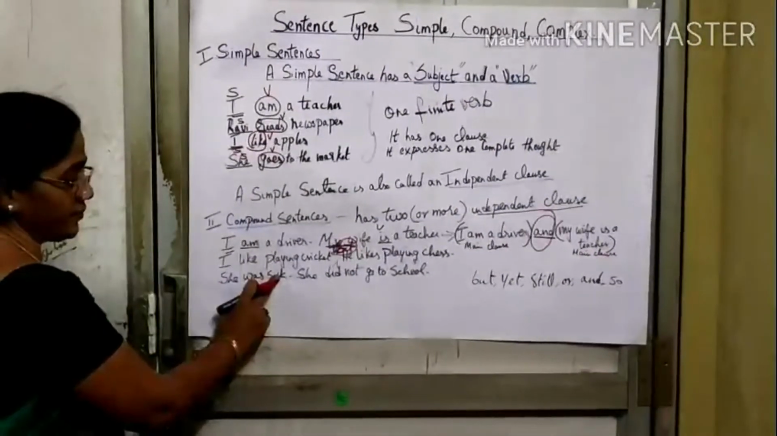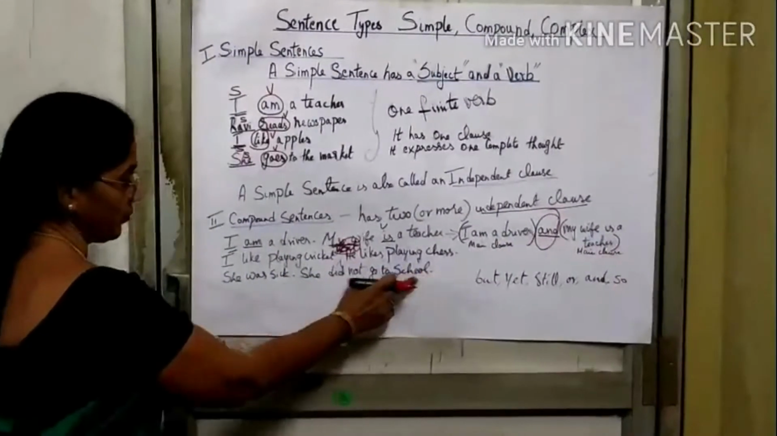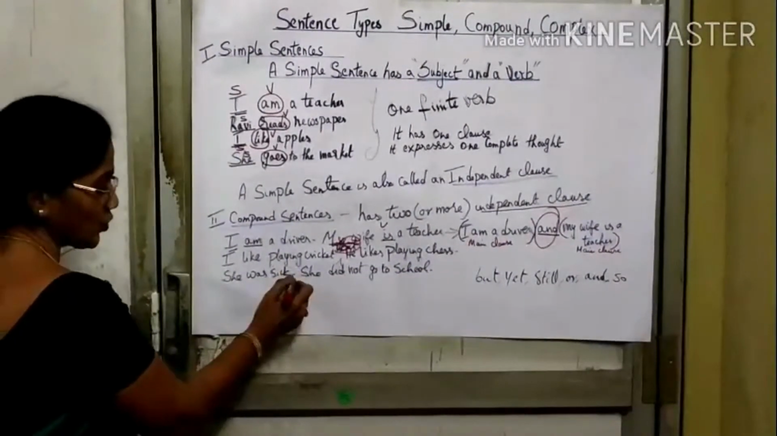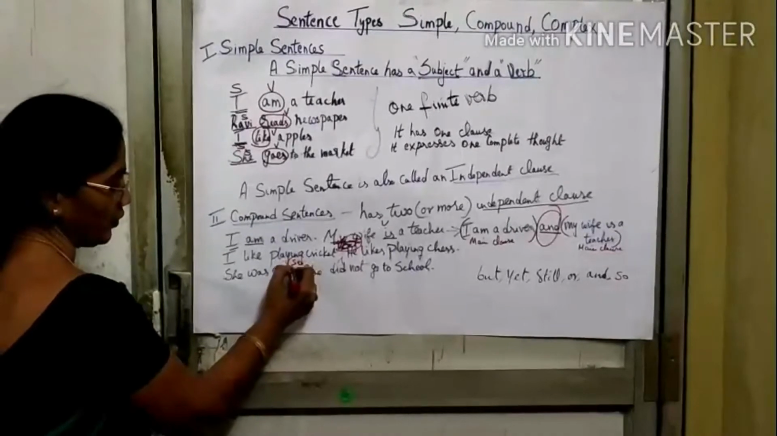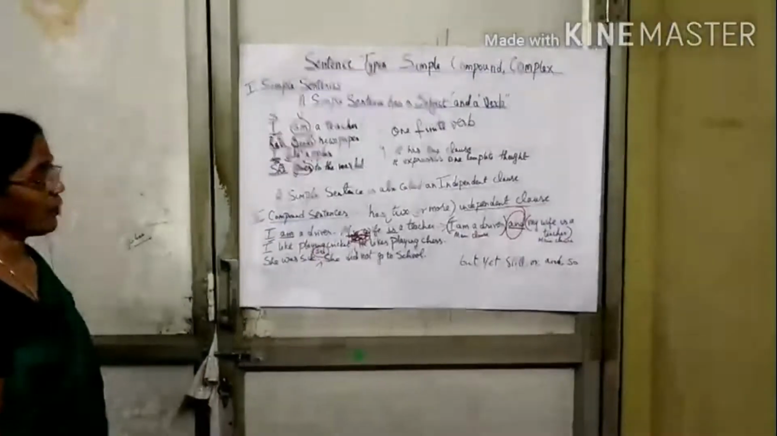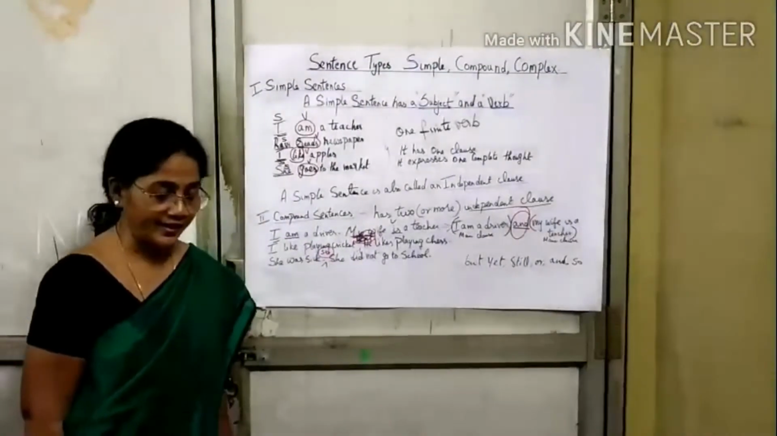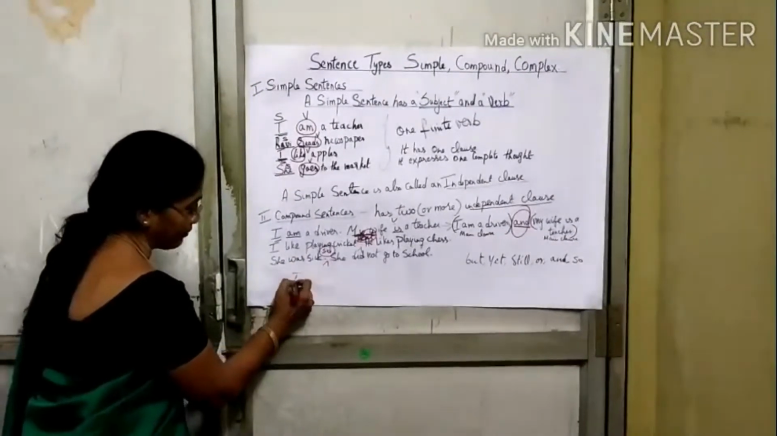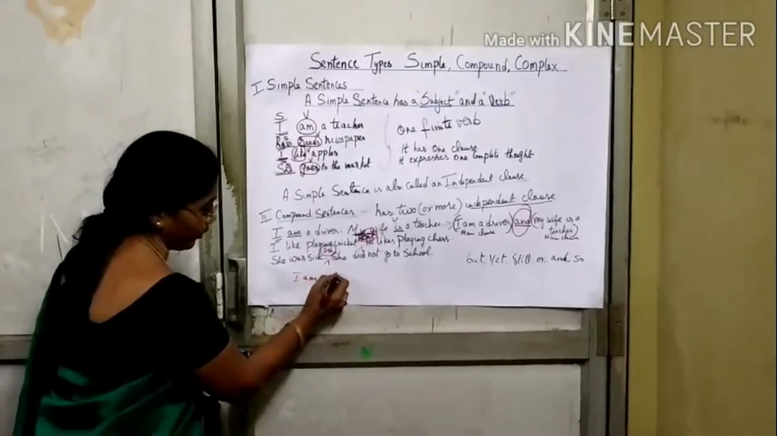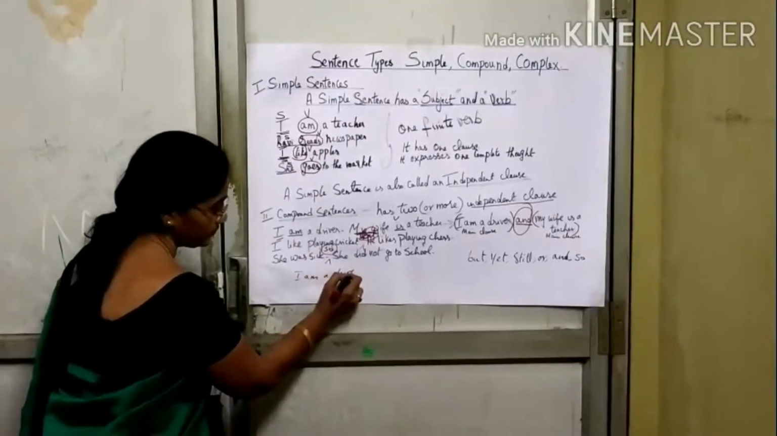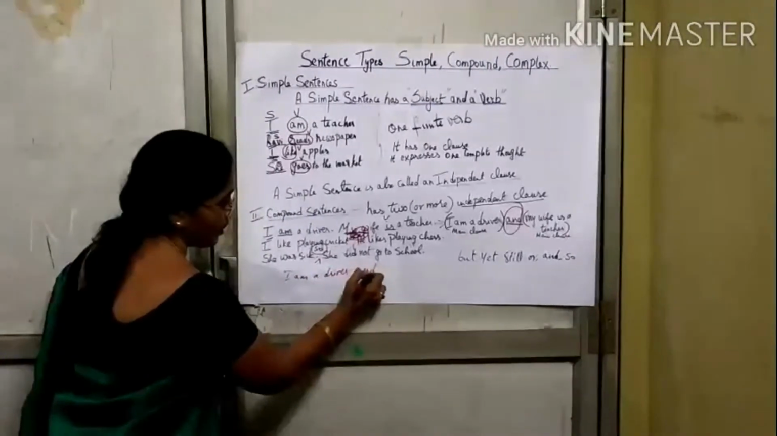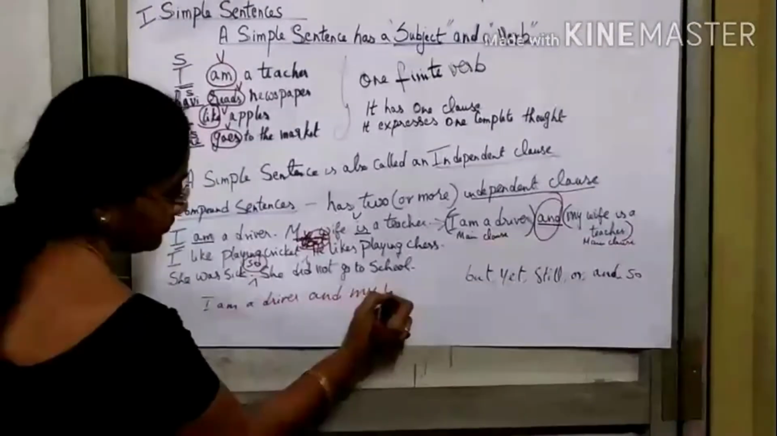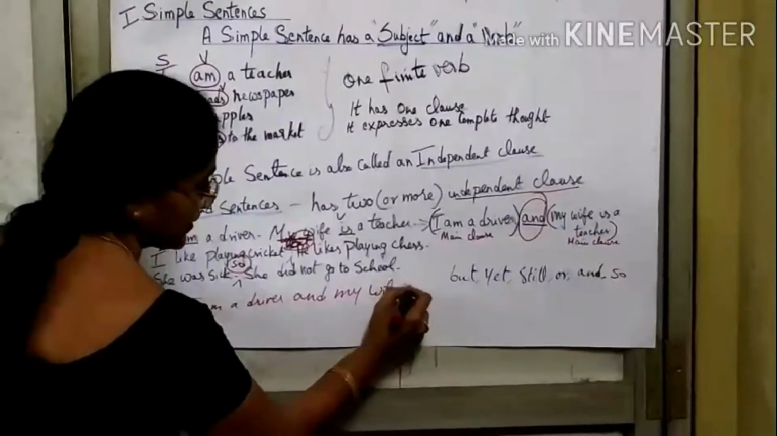She was sick. She did not go to school. She was sick, so she did not go to school. And one more important thing I would like to tell you, when you are writing the main clause: I am a driver, and my wife is a teacher.